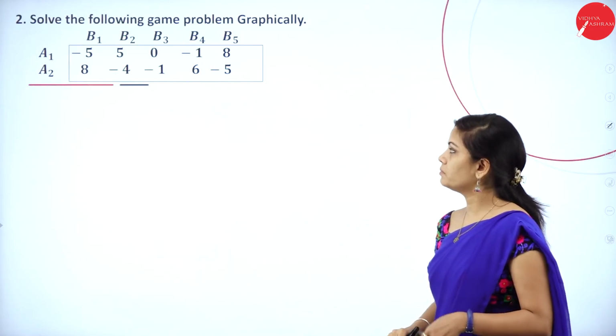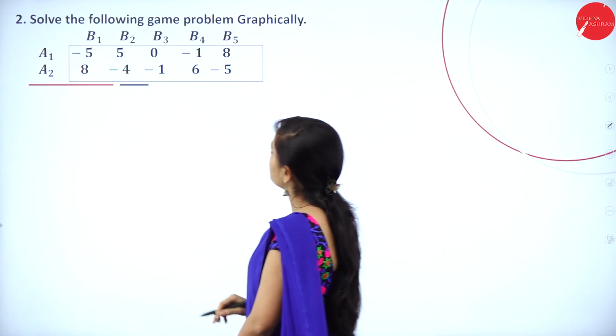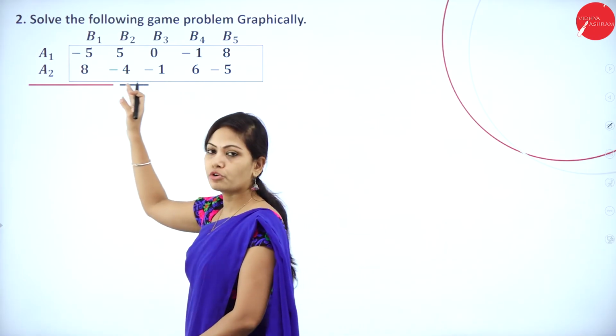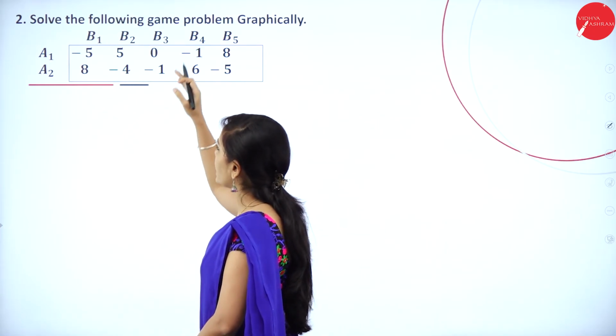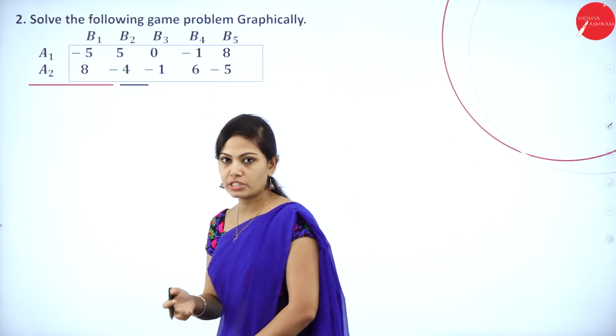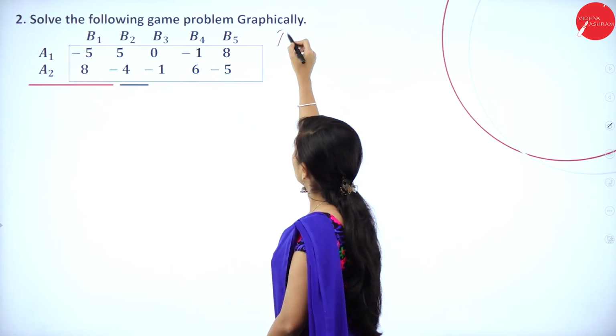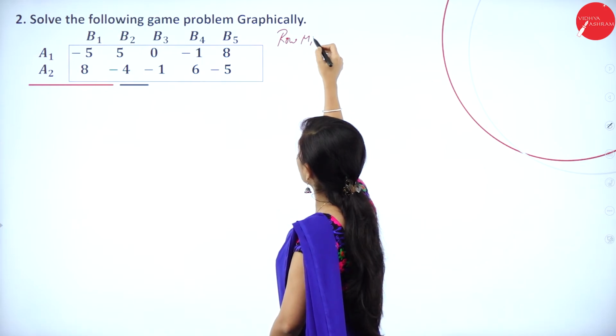And the next problem, solve the following game problem graphically. Here also we have 2 rows and 5 columns. So what is the first step? The first step is row minima and column maxima.